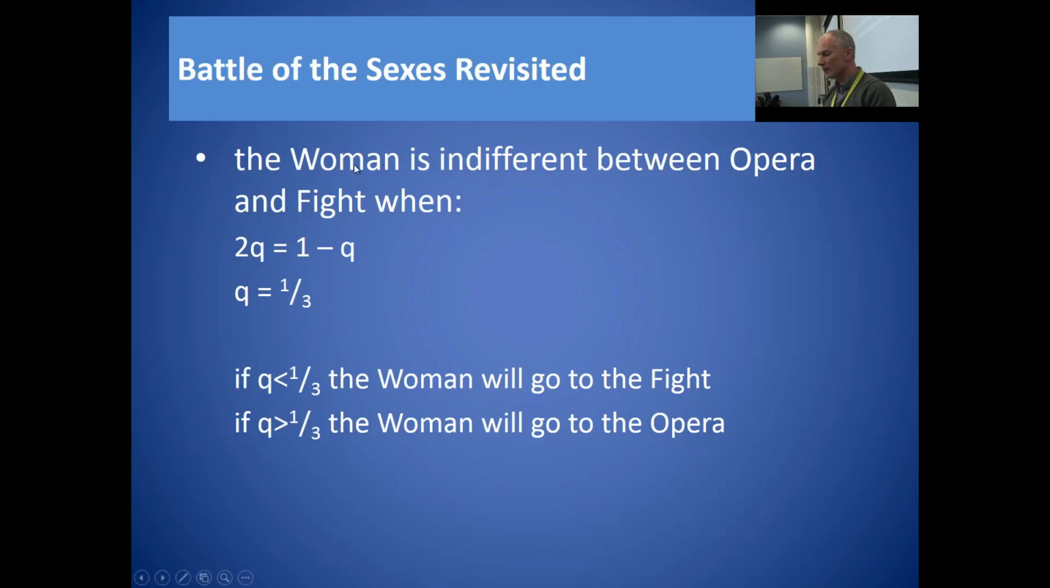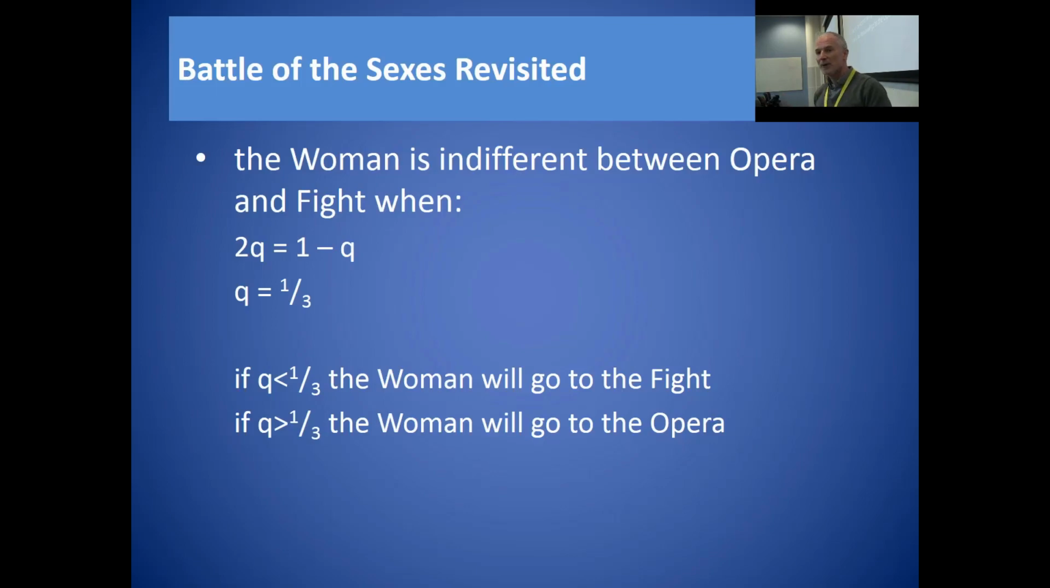So when q equals 1, what's the expected payoff for the woman of going to the opera? It's 2 times q. So it's 2 if q equals 1. What's the expected payoff of going to the prize fight? It's 1 minus 1. So it's 0. So therefore, the expected payoff of going to the opera is greater than the expected payoff of going to the prize fight when q equals 1. Therefore, if you get more from going to the opera, that is what will always happen. And it doesn't matter what value q is greater than 1/3, that is what the woman will always do.